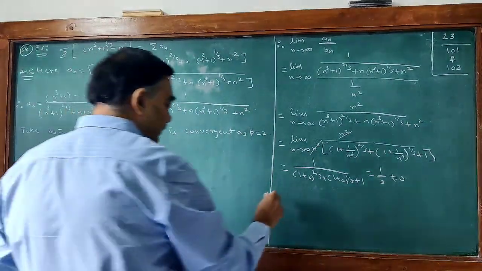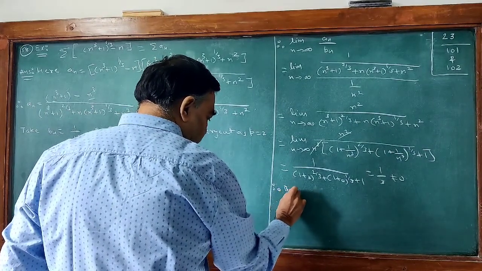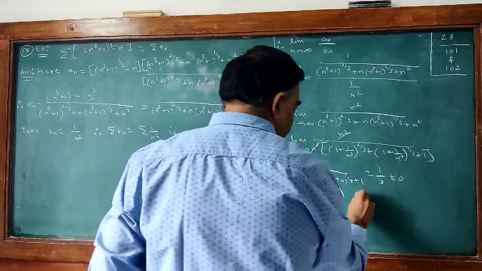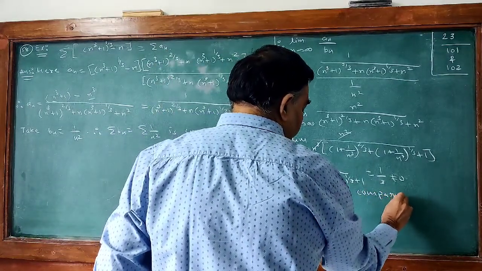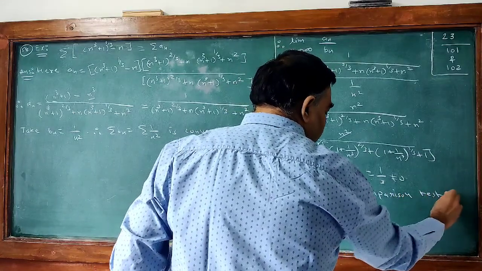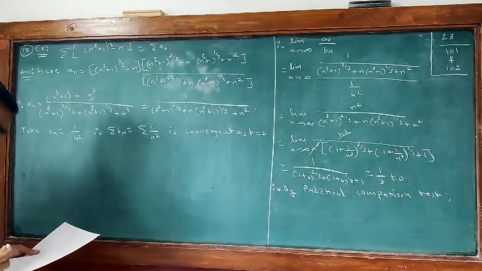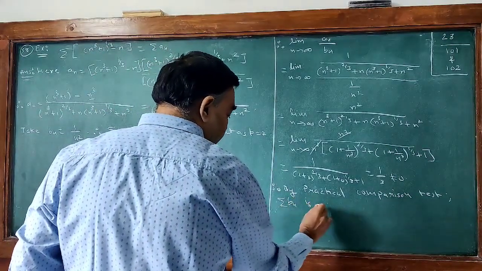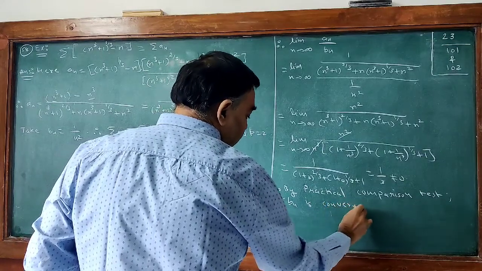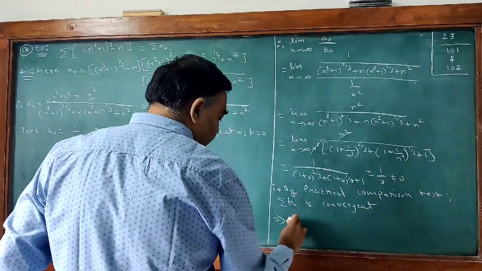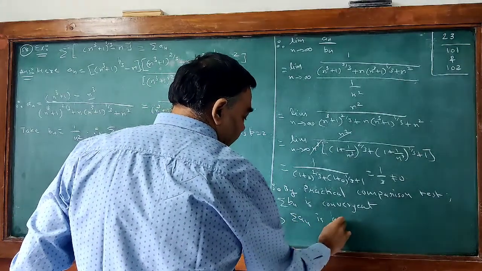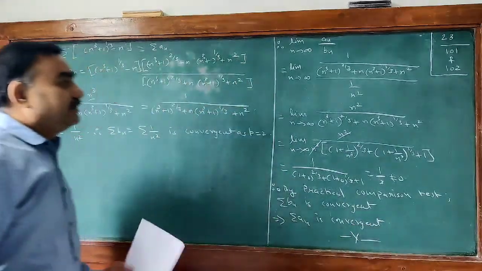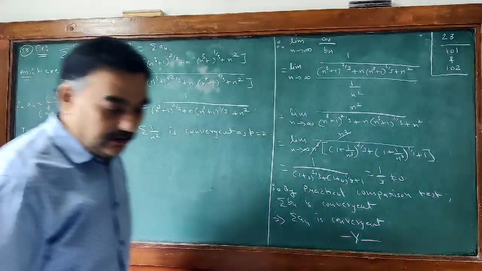Therefore by limit comparison test, sigma bn is convergent implies sigma an is convergent, and that's the end of this sum. So look at it.